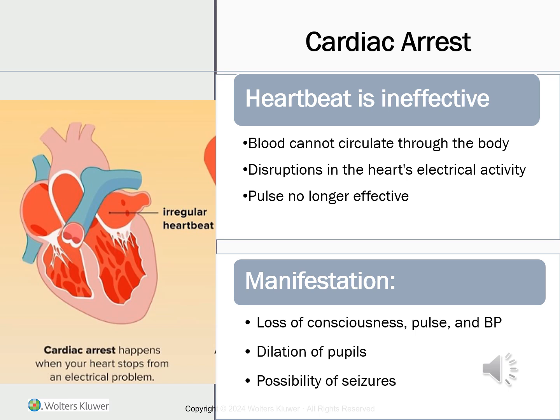Clinical manifestations of cardiac arrest include loss of consciousness, pulse and blood pressure, rapidly dilated pupils, and the possibility of seizures.